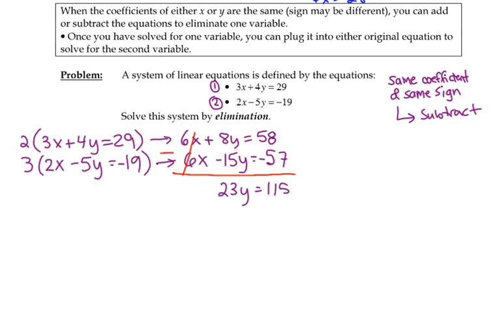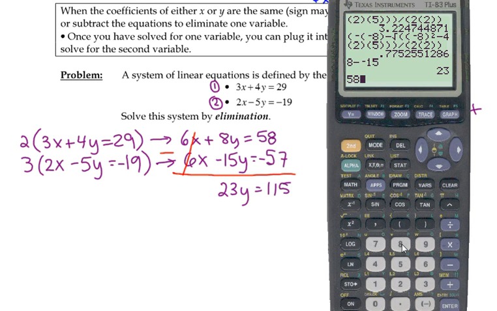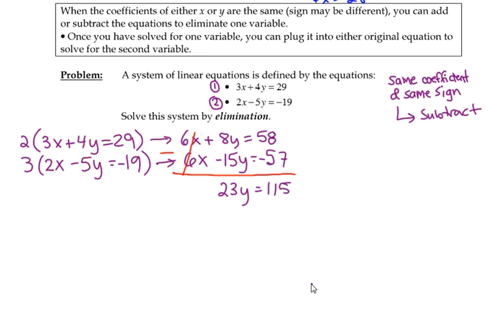115. Right, so you could even type that into your calculator if you needed to. So 58 minus a negative 57 gives you 115. Okay? All right, next step.